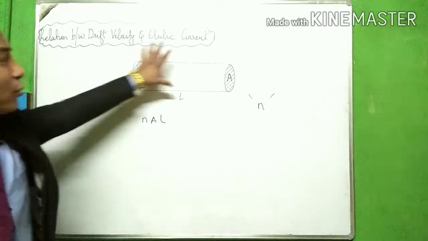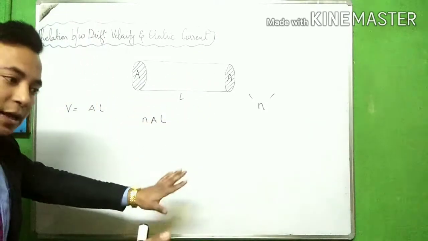So the total number of free electrons present in this conductor is nAL. Understood up to here?